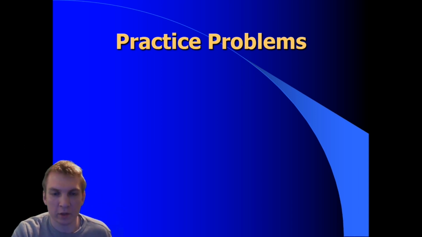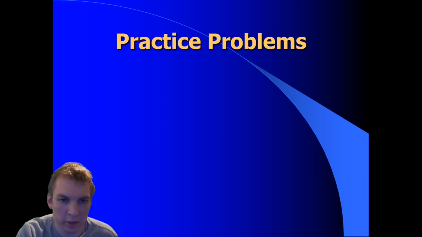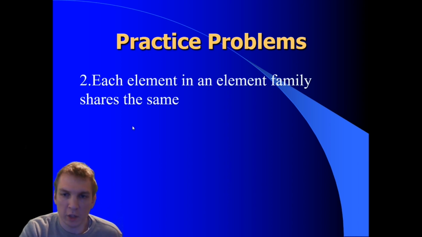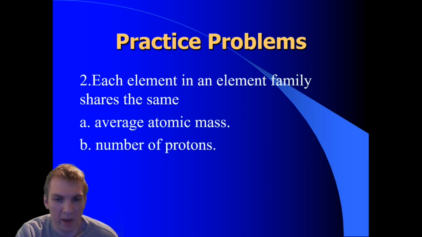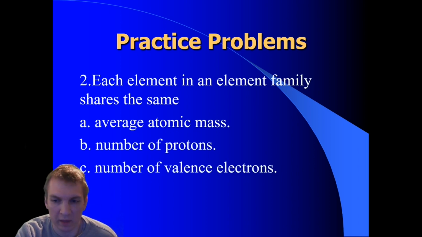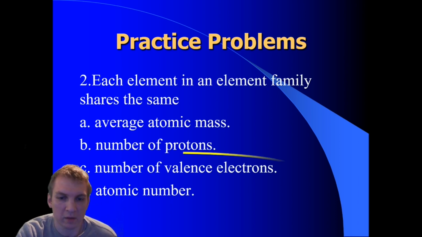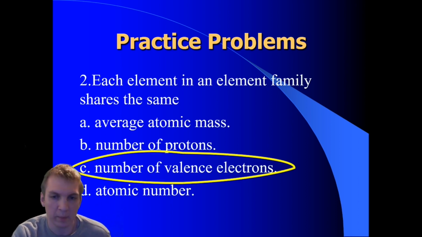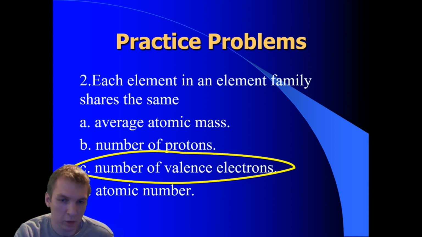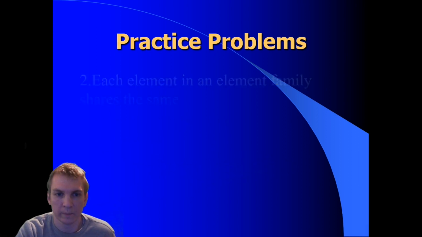All right, let's go ahead and start with practice problem number 2, which says: each element in an element family shares the same what? Average atomic mass, number of protons, number of valence electrons, or atomic number. The correct answer for this problem is C, number of valence electrons. So just remember, valence electrons can be determined by what number the column is for the tall columns. Every family has the same column, so they're going to have the same valence electrons.